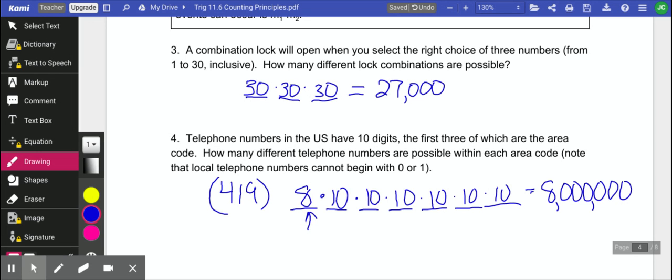Now, these things change if for some reason you're not allowed to repeat numbers, okay? So we'll see some more examples of that a little bit later on.